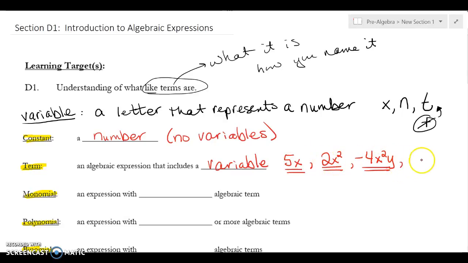If I ever see something that looks like this, x, y, z to the third, there is a number there, and you have to just remember that if you don't see a number, really what it is, there's a 1 there, because it's 1 times that. So if you don't ever see a number, know that there's a 1 there.